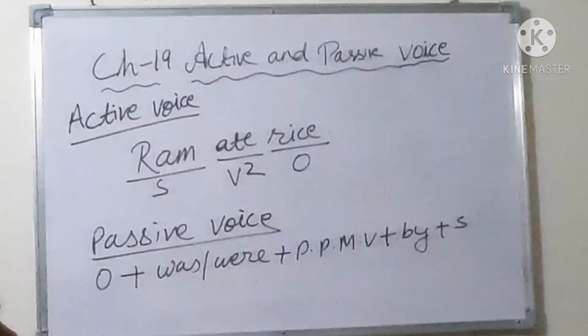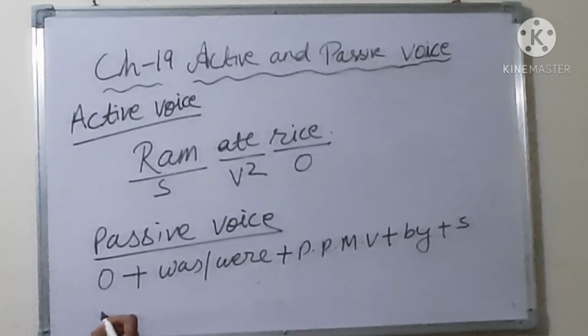Teach you chapter 19, active voice and passive voice, of your English grammar book. Children, in this video I will explain how to change different types of sentences into passive voice. So without wasting time, let's start. So let's write the sentence in passive voice.